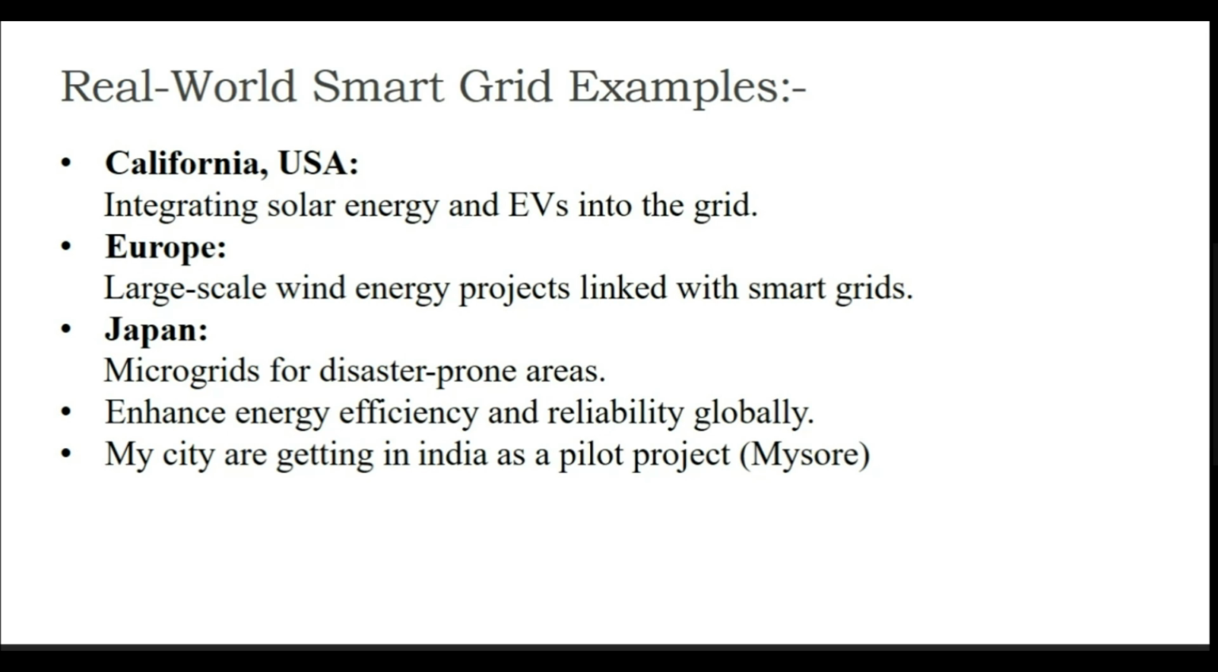In Europe, we have more wind energy, and wind energy projects linked with smart grids are one of the case studies which can be taken up. In Japan, where disasters are more frequent, microgrids are the only option in disaster-prone areas, and smart grids always focus on energy efficiency and reliability.